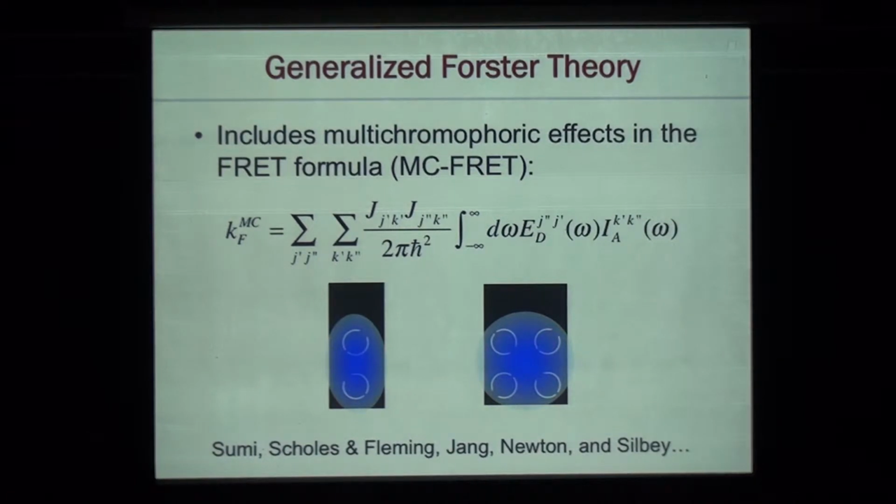So it actually took quite a while for people to recognize this problem. I'm sorry, this picture here somehow does not show correctly. But anyway, this is the donor, and this is the acceptor. It took about 10 years for a group of very talented scientists to recognize this and generalize Förster theory to describe this phenomenon. It's called the multichromophoric Förster formula.